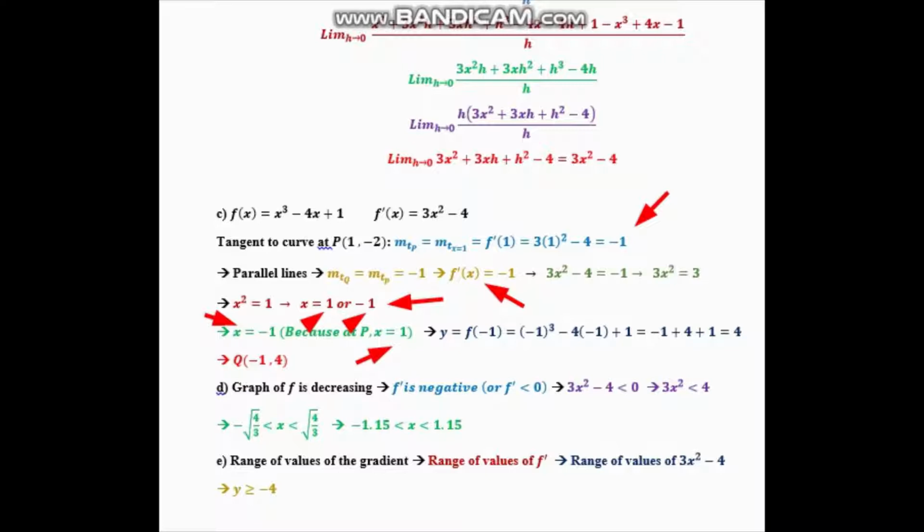Hence, having obtained the x value of Q, I can easily get the y value of Q by substituting negative 1 into the original function. So f of negative 1 has been evaluated, and I obtained the y value, which is 4. Hence, the coordinates of point Q are negative 1 and 4. So let's take a look at D.